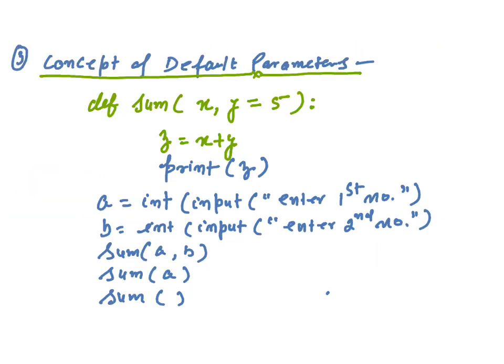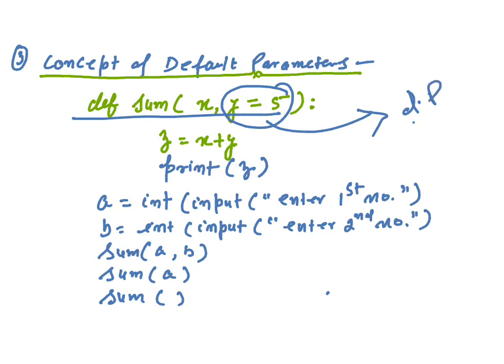Now the next concept is the concept of default parameters. A default parameter is nothing but this: when we are defining the prototype, if you give a default value at that time, meaning you are assigning the value there, then this variable will be treated as a default parameter. Now what is the advantage of a default parameter?